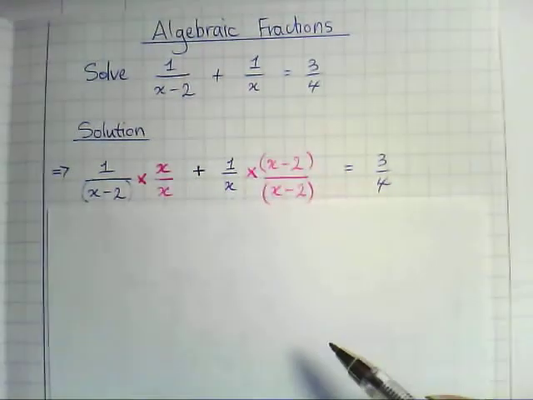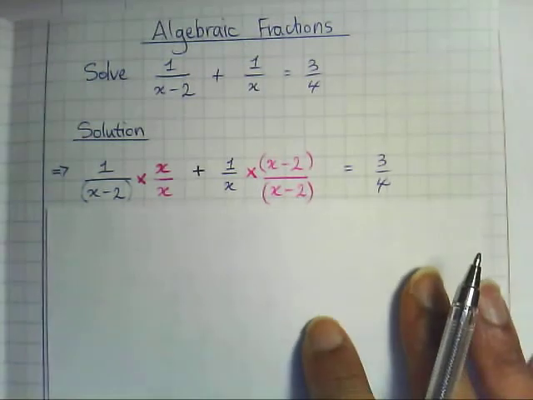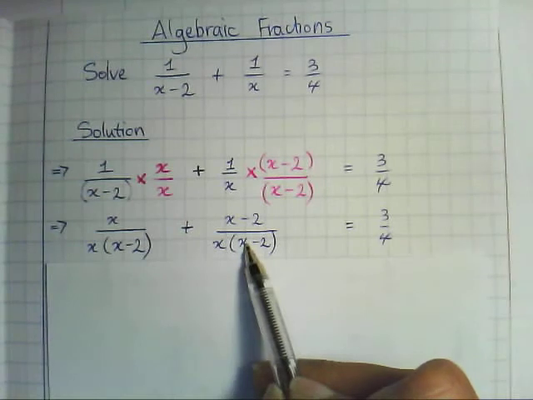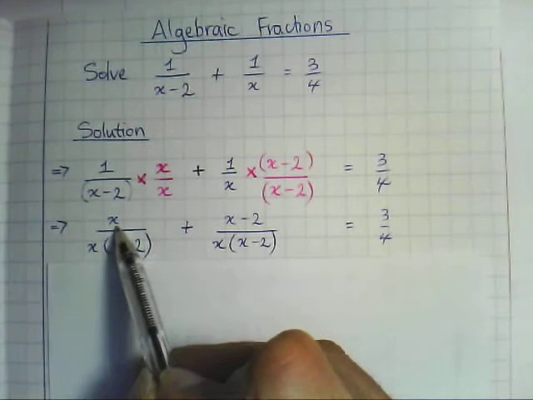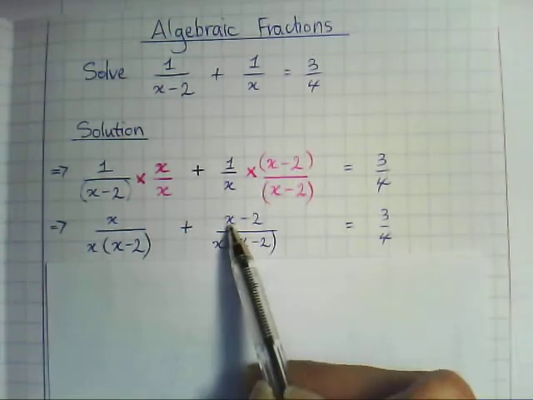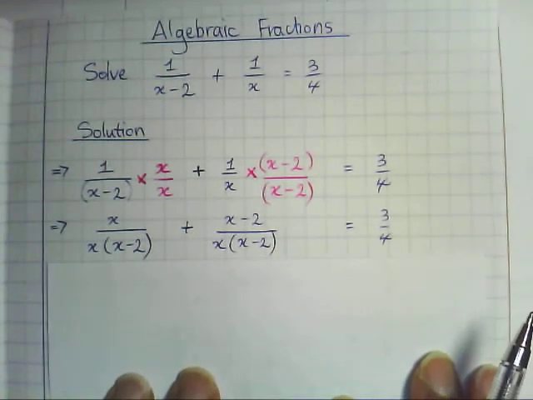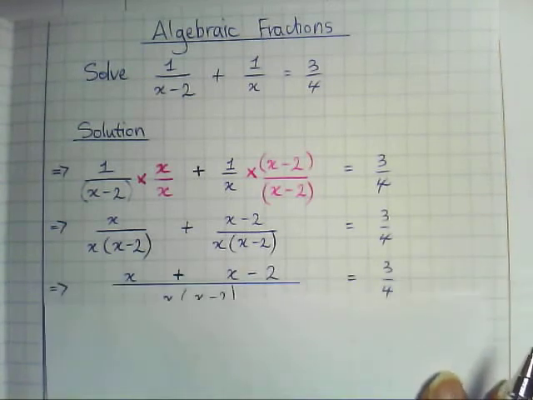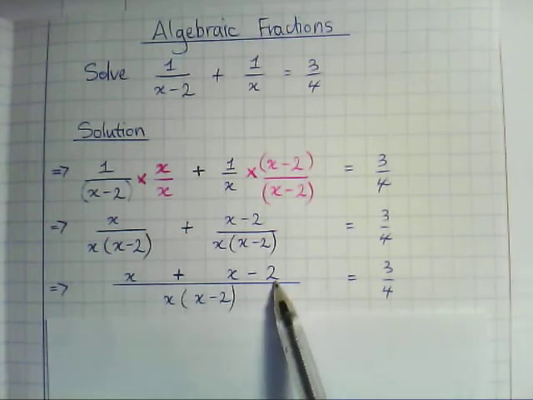Now the nice thing about this is we've got x times all of x minus 2, we can place brackets around there, and we've got x times x minus 2, and so we find that we now have the same denominators. In the numerators we had 1 times x, which gives us x, and in the second term we had 1 times x minus 2, which just happens to be x minus 2. Now that we have a common denominator, we can bring this together and think about the numerator.